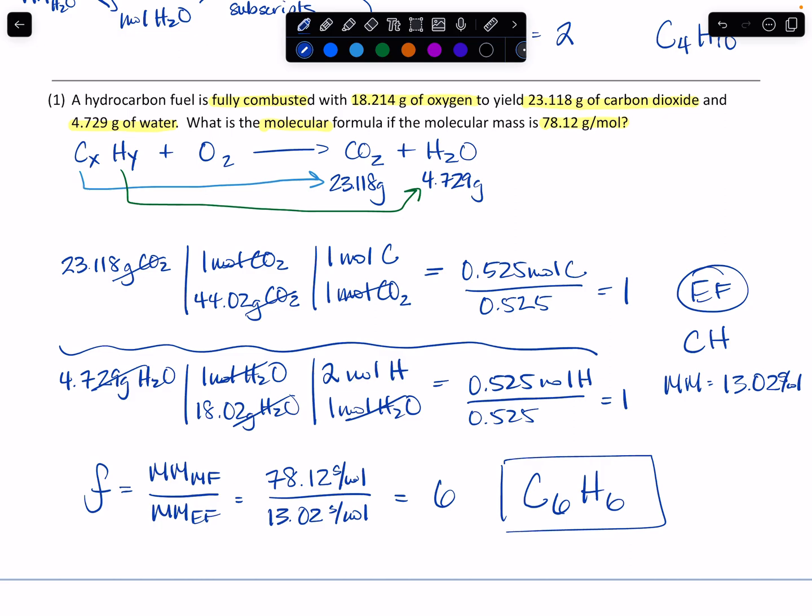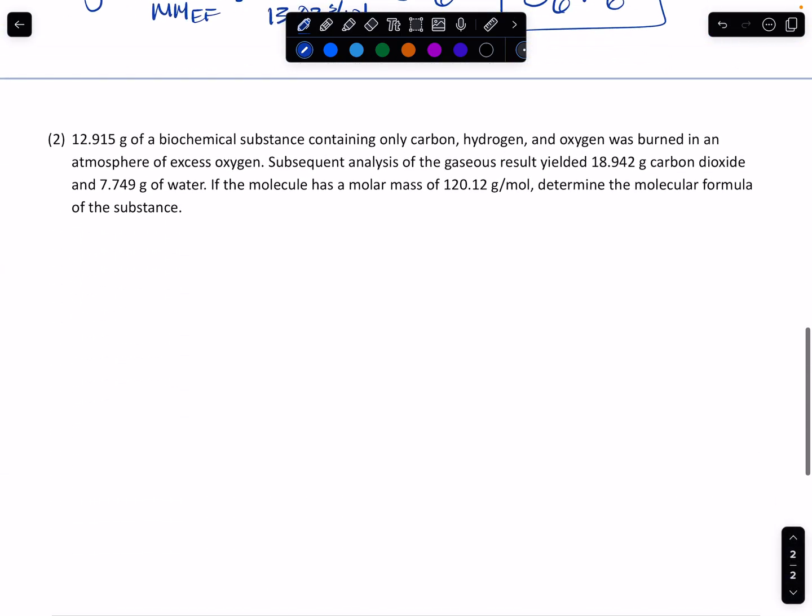All the carbon's in the CO2, so we use the mass of CO2 to convert to moles of carbon. All of the hydrogen is in the water, so we move the mass of water to moles of hydrogen. And then we just repeat what we did with the empirical molecular formula calculation. Divide by the smallest. In this case, we were all set. All right, so let's look at this next one.